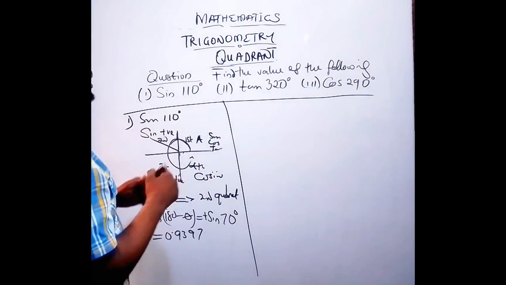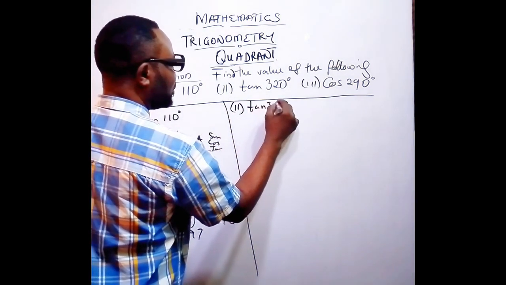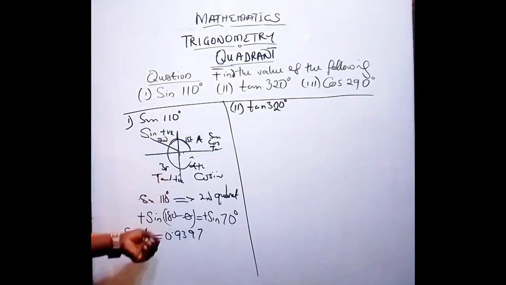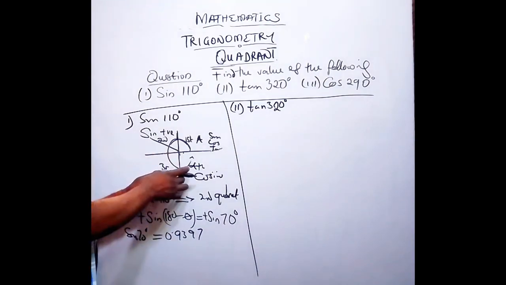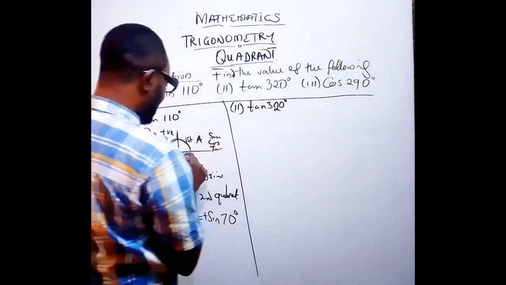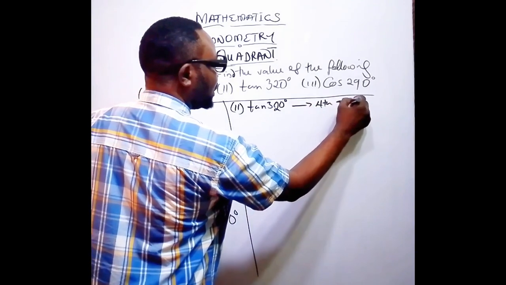Very good. Let's move to the second question. The question says tan 320 degree. If you look at it very well, which quadrant does 320 degree fall at? This is 270. So definitely 320 is greater than 270. So it will fall at the fourth quadrant.